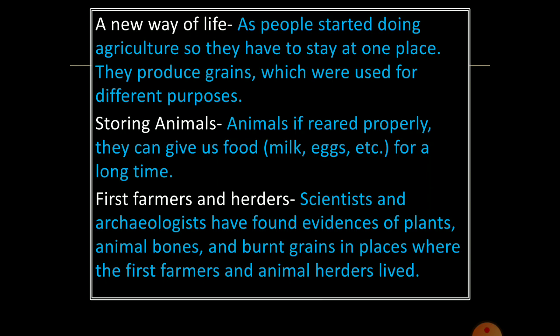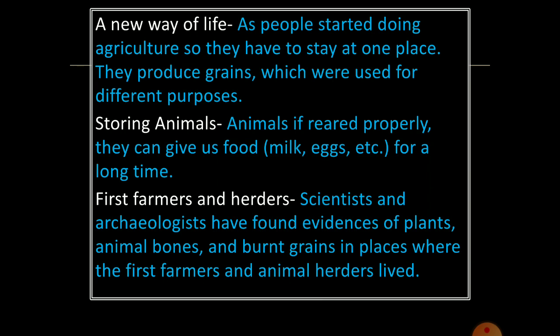The grains produced by the people at that time were used for different purposes. For example, they were used for gifting. They were also stored as food and many more. Storing animals. Animals, if reared properly, can give us food, for example, milk, eggs, meat, etc. for a long time.